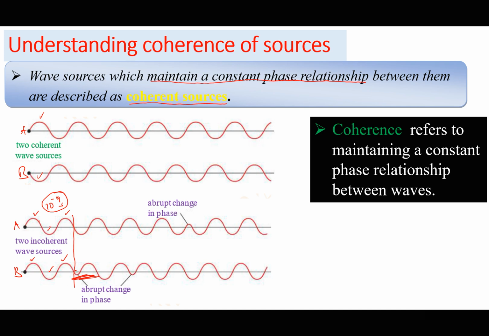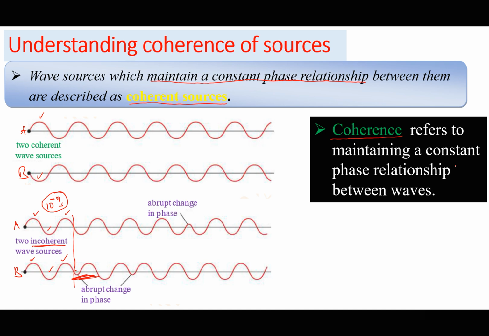So it means our eyes may not have detected even the point when the phase was maintained. So this is what we call incoherent. Coherent sources are those which maintain a constant phase difference. When we talk about coherence, as far as waves are concerned, we refer to maintaining a constant phase relationship between waves, or between wave sources. That's what we mean by coherent.